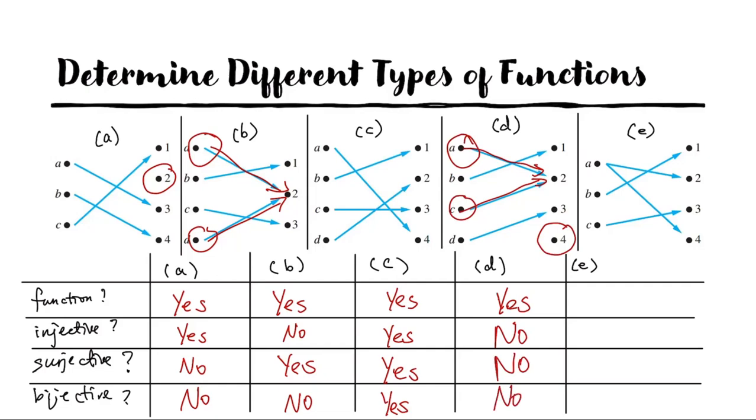Now, if you look at the last one, is E a function? No. A here goes to different outputs, so this is not a function. If it's not a function, then it doesn't make sense to talk about it being an injective, surjective, or bijective function. You first need to be a function in order to talk about whether you are injective, surjective, or bijective.